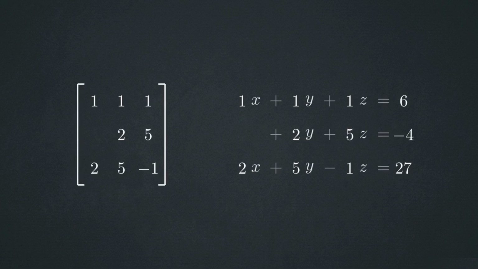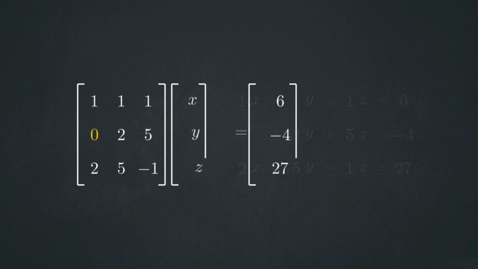But notice the gap in the second row. We have 2y plus 5z, which means the x variable is completely missing. To maintain our strict grid alignment, we must explicitly place a 0 in that empty column. Now, matrix A is complete.